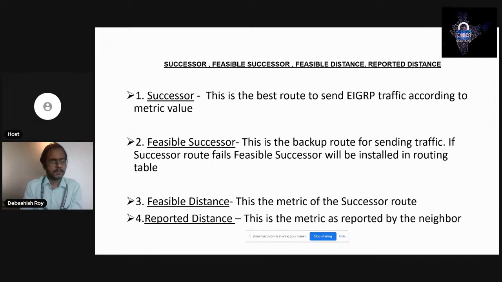Feasible distance. This is the metric of the successor route, the best metric. This is the best metric of the best path. So the successor's metric is known as the feasible distance. This is the lowest metric.